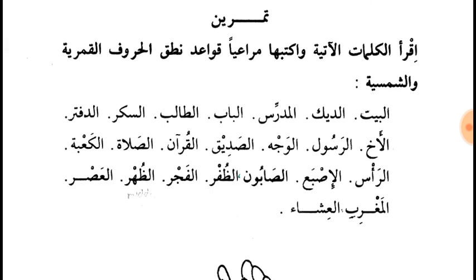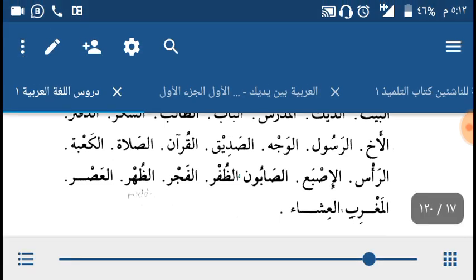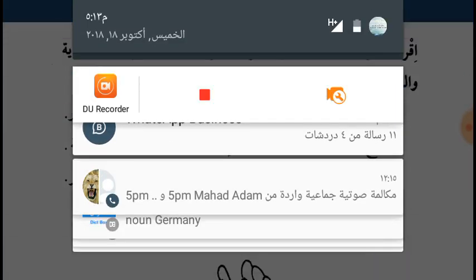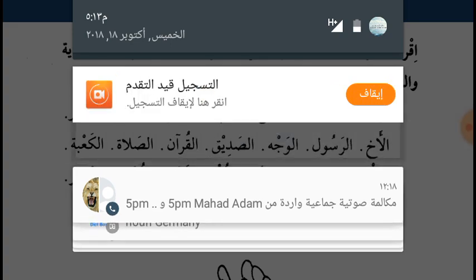On the next page, we have tamreen mean exercise. Ikra al kalimat al atiya. Read the following words, wa uktubuha, and write them, marayan, keeping in mind qawaid, the rules, nutuk al huruf al kamriya wa shamsiya. He is asking you to read and write the following words, keeping in mind the rules of pronunciation of huruf al kamriya wa huruf al shamsiya. Okay, read this.